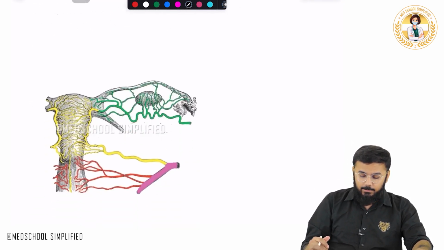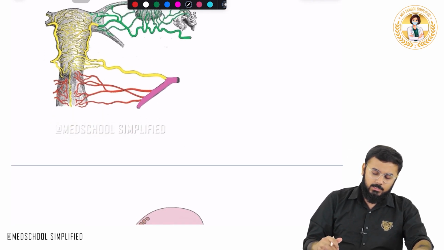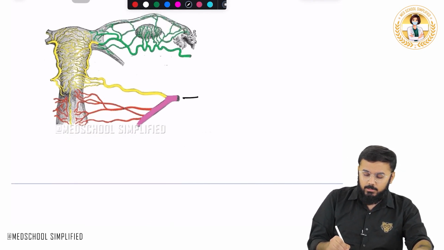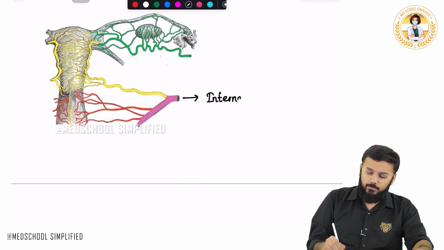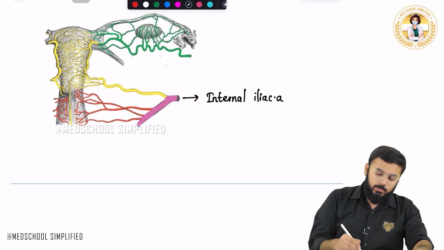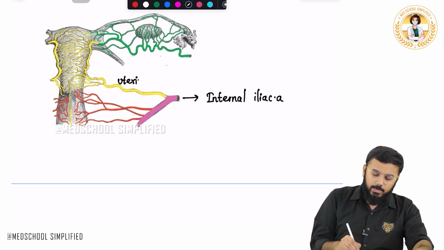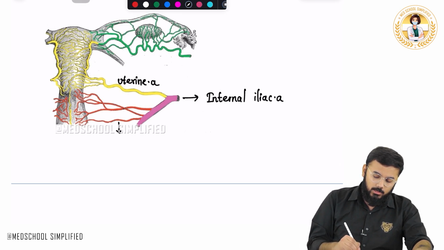Now if you look at the blood supply, these are the basic arteries supplying here. First, let us label these arteries. This artery seems to be the main trunk. This artery is called the internal iliac artery. The internal iliac artery gives one yellow branch and a red branch. The yellow branch supplies the uterus, so you call it the uterine artery. The red branches supply the vagina, so you call these the vaginal arteries.